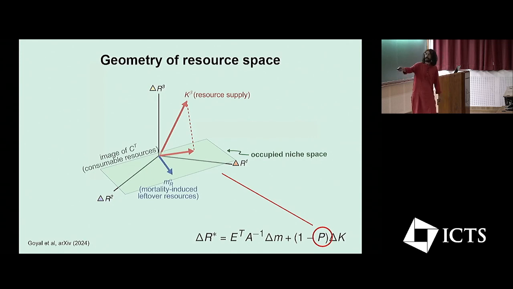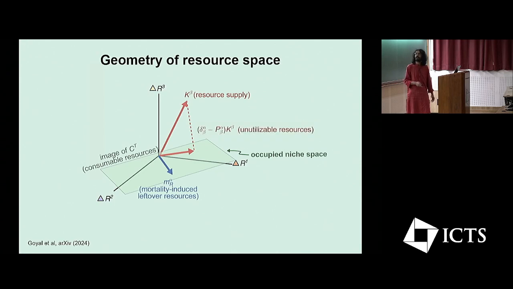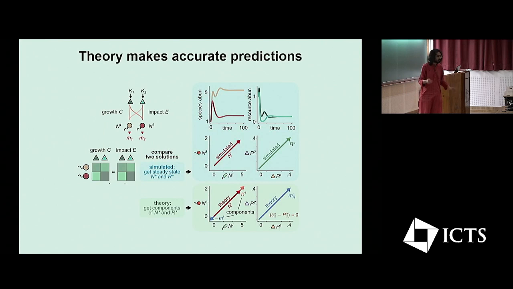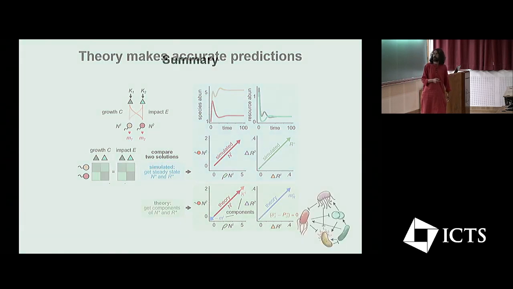And the other vector just tells you how many resources species leave behind because they're being killed, because there's more mortality. And really, all of the resources that are left behind are either because species can't eat them because they die, or because species can't eat them at all. They're unutilizable. And so the steady state resource concentration is just a vector sum of these 2 things. The theory makes accurate predictions. I won't get into it. If it didn't, then I wouldn't be telling you this talk.